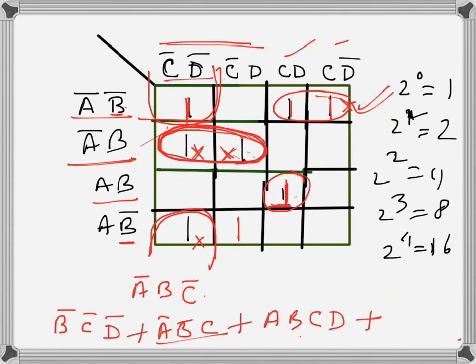I will definitely not take it by itself. I will try to form a bigger group, so I will take this one with this one, so it will be a b bar, and then what is not changing on top is c bar. So that is the expression. So 5 product terms there, and that's the minimized version from this K-map.